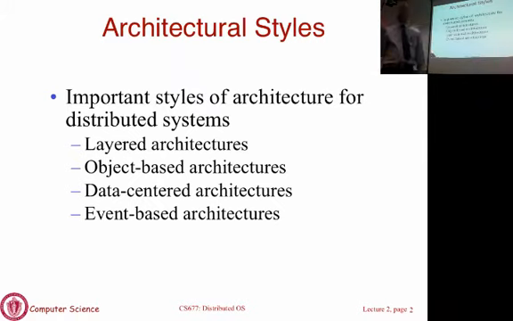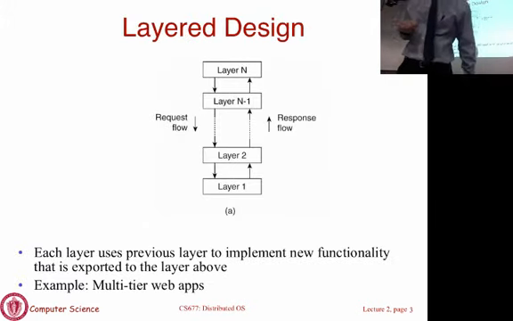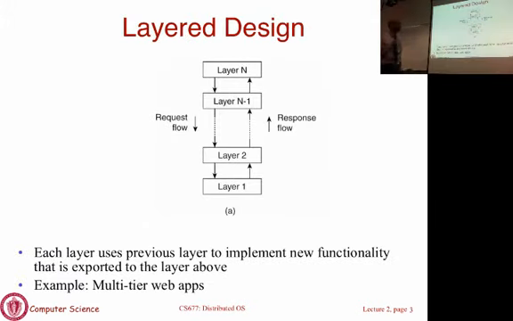Okay. So we'll first start with the style of how you write your distributed systems. There are 4 that we'll look at here: the layered approach, the object-oriented approach, the data-centric approach, and the event-based approach. And then we will look at another way to slice and dice the architectures for distributed systems. So let's start with the architectural side.